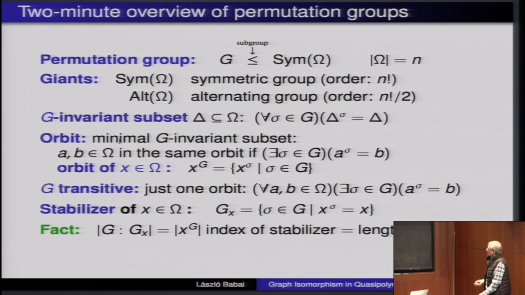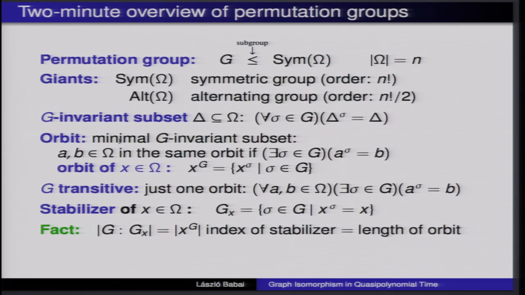These two I call giants to avoid always having to say either the symmetric or the alternating group. So the giants on a particular set are not smaller alternating groups; these are the symmetric or alternating group on the entire set. A subset is G invariant if every element of the group G transforms that subset into itself. An orbit of a permutation group is a minimal G invariant subset, so two elements are in the same orbit if one can be transferred into the other under the group action. So the orbit of an element is simply the set of all images of that element under the group action.